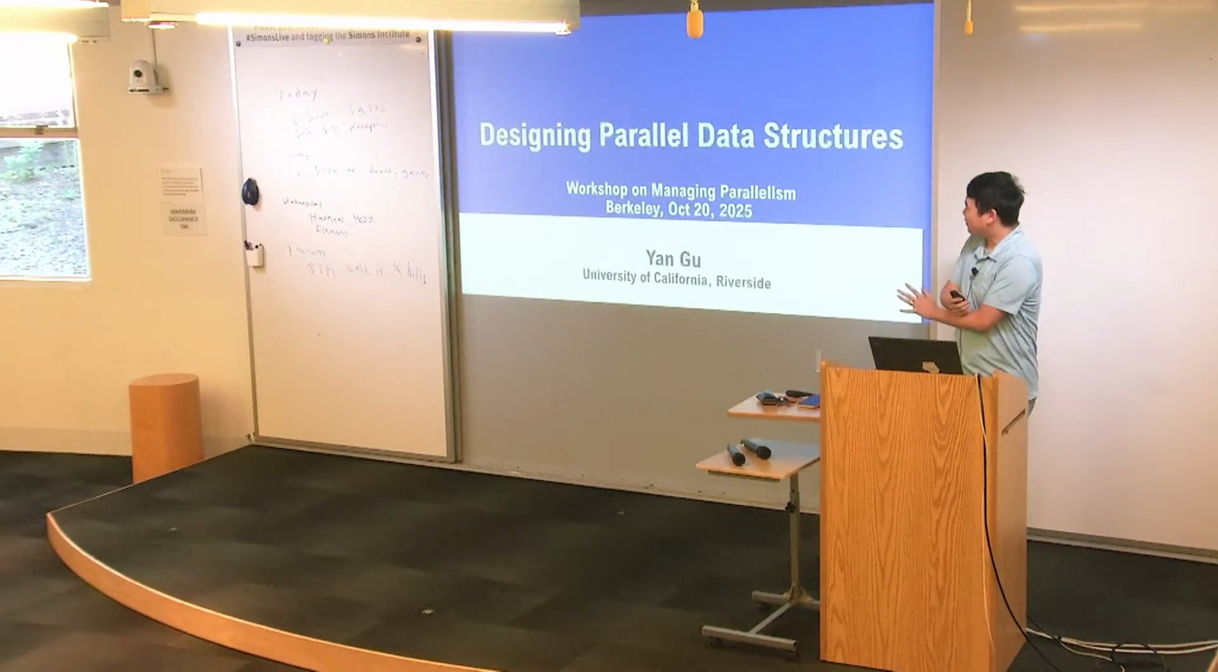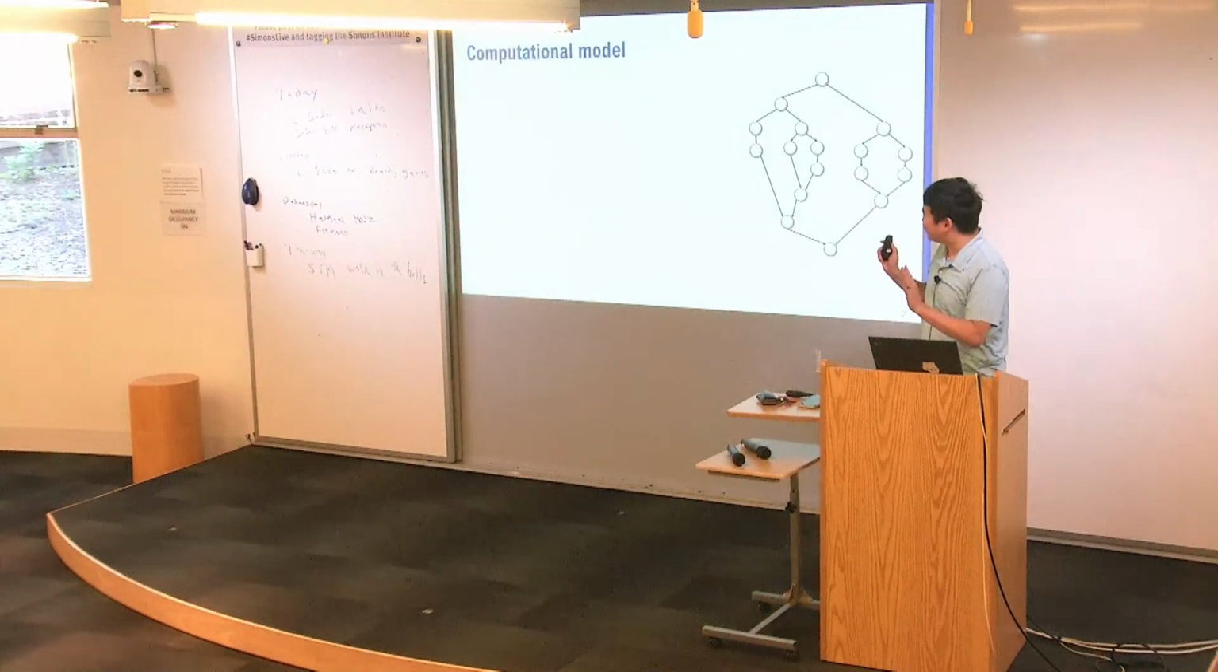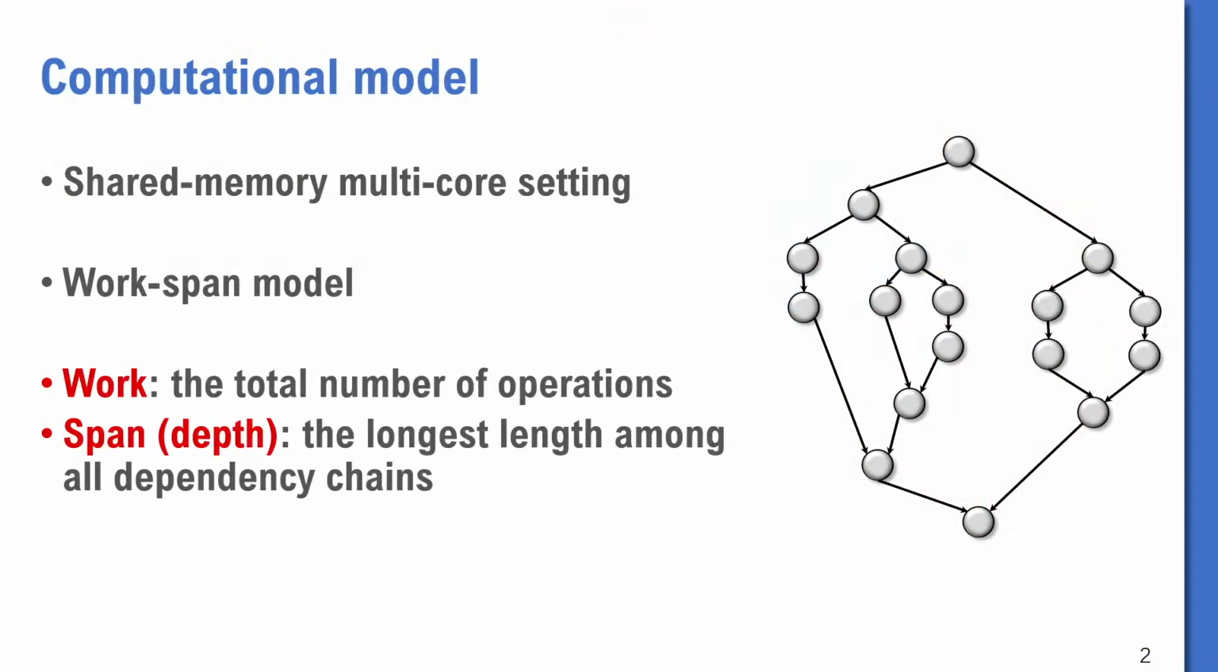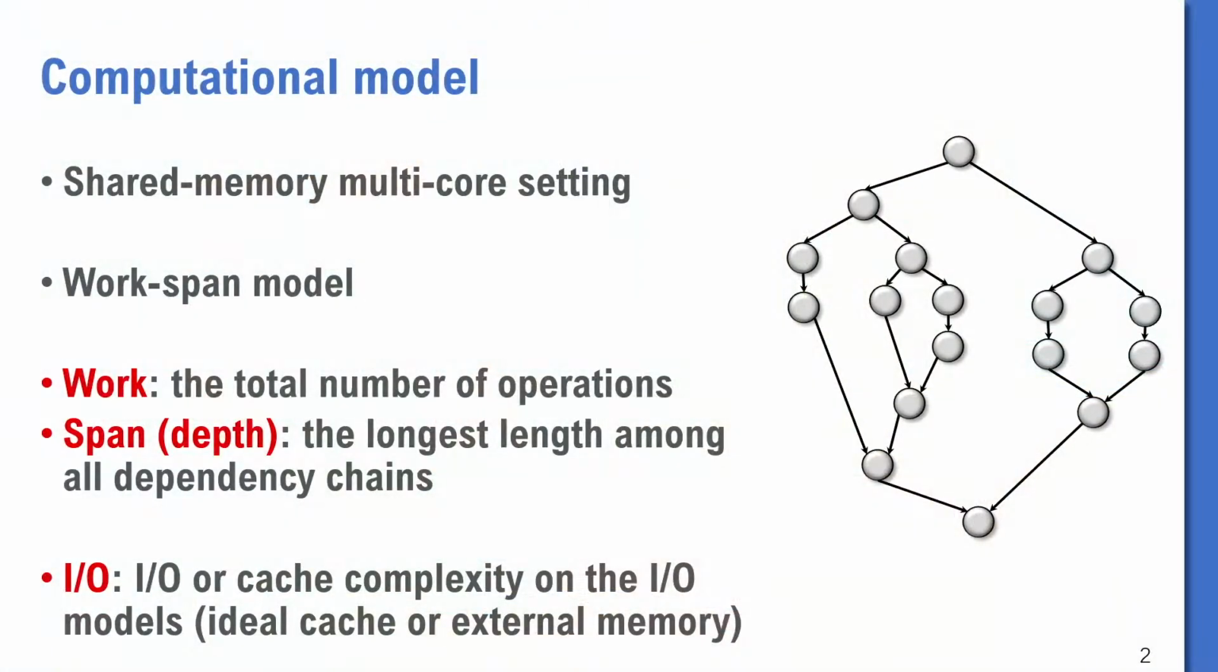Before I go into any content, let's briefly talk about the computational models. In the shared memory multi-core setting, we have work, the total number of operations, and span, the longest dependence chain. Sometimes in this talk I'm going to mention I/O. That means the I/O complexity or the cache complexity in the I/O models. And that's it.